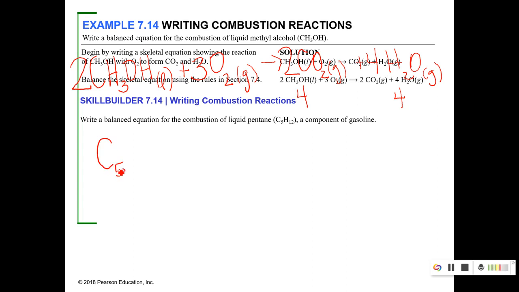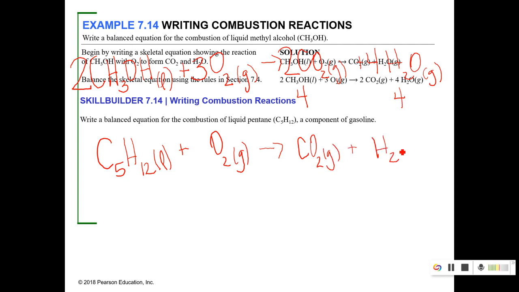Let's do one more. So C5H12, and that's liquid, plus oxygen, yields CO2 gas, and water as a gas. It will always tell you the state of matter of the initial hydrocarbon. Okay, don't forget, we're going to start with a 2 there in front.